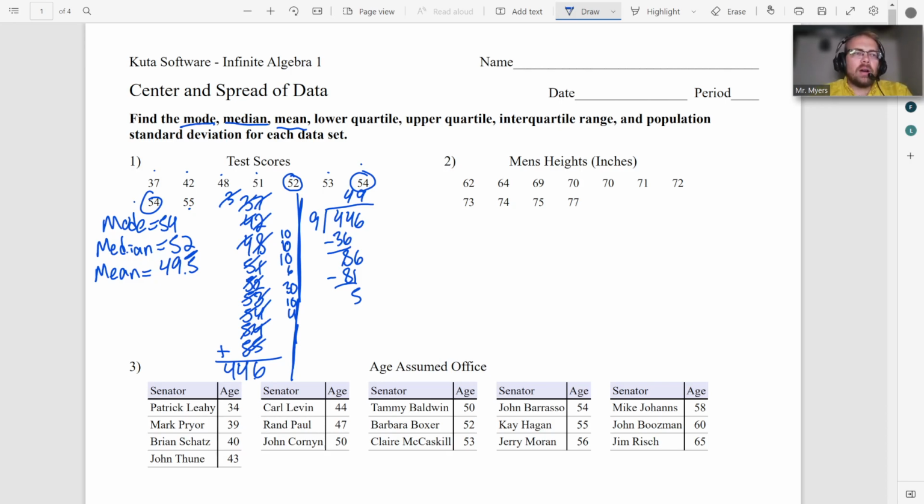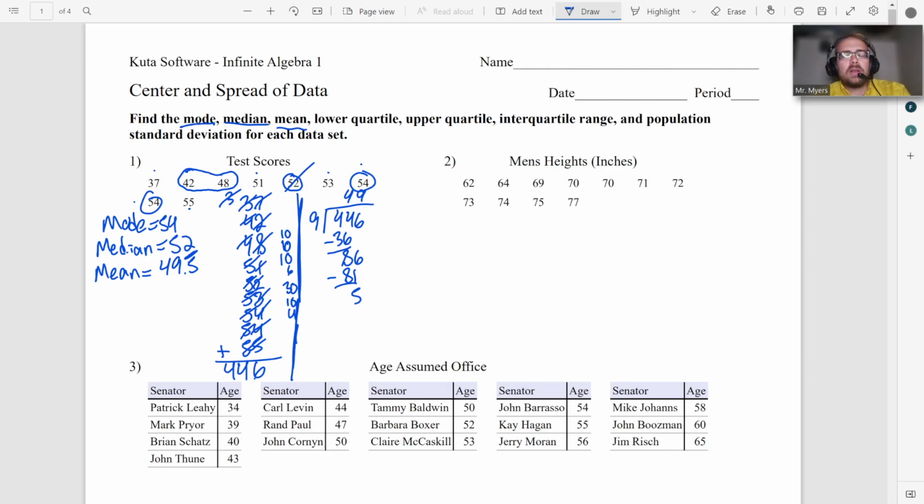All right. Now, the median was 52, so that's right here. So let's slash it. And then the first half would be right here, 37, 42, 48, and 51. Well, there's kind of like two middles.